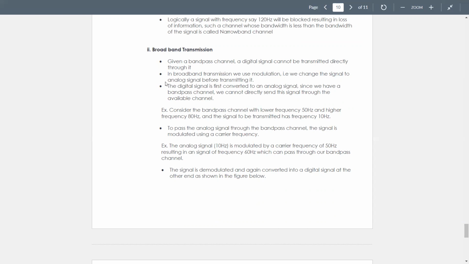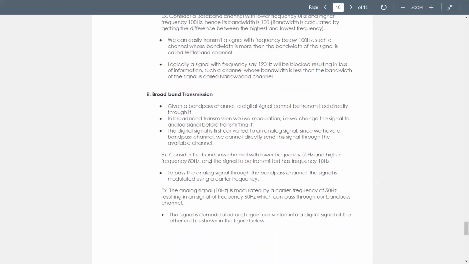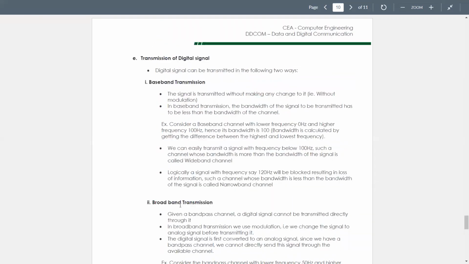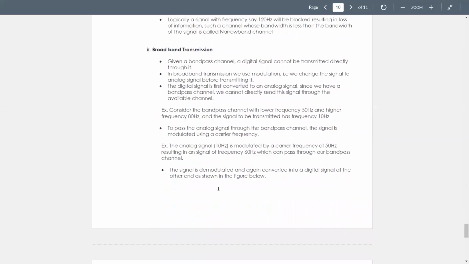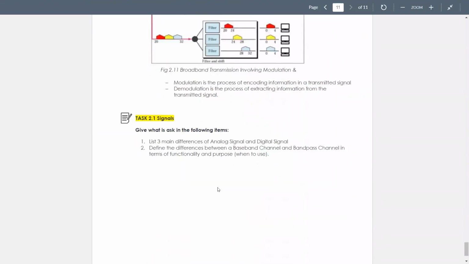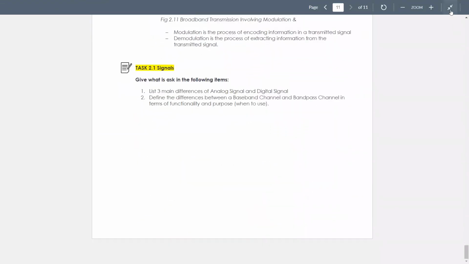So we change the signal to analog before transmitting it, right? This time we change it from digital to analog. So that's the difference between baseband and broadband. This one has modulation, this one without any changes. And then kindly just read the other information about them. Okay, so that's the signal, guys.